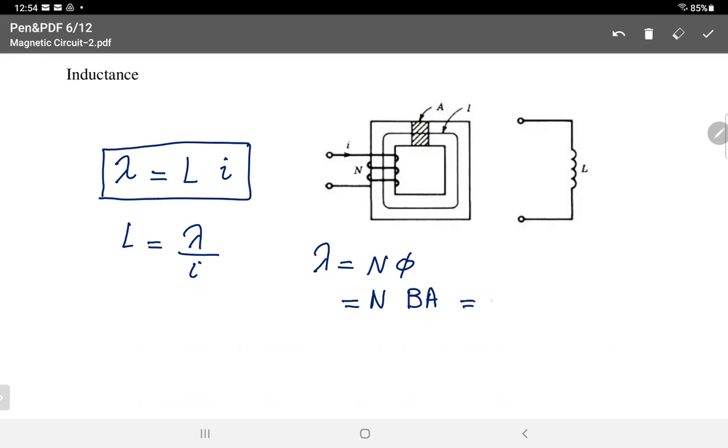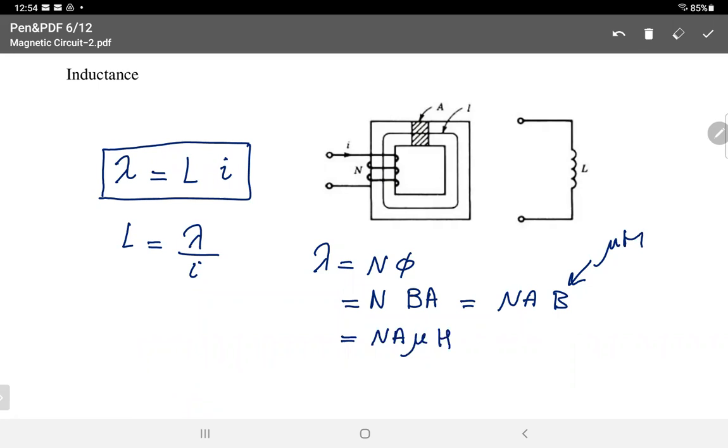So let's continue. N times A times B. What's B? I'm trying to get closer to something related to the current. B is related to the H. B is equal to mu H. I just explained that on the previous page. So you have N, A, and B is equal to mu H.